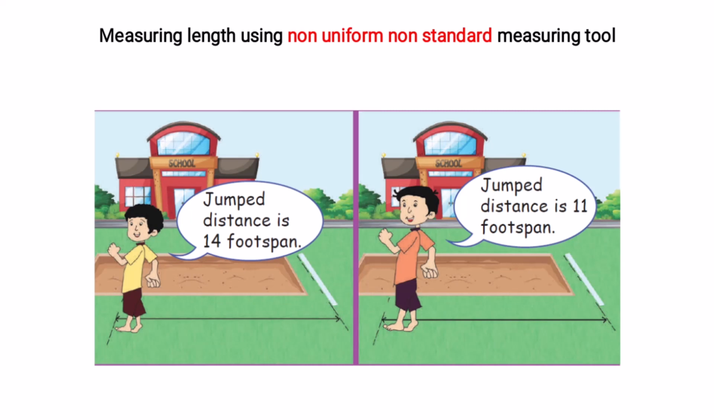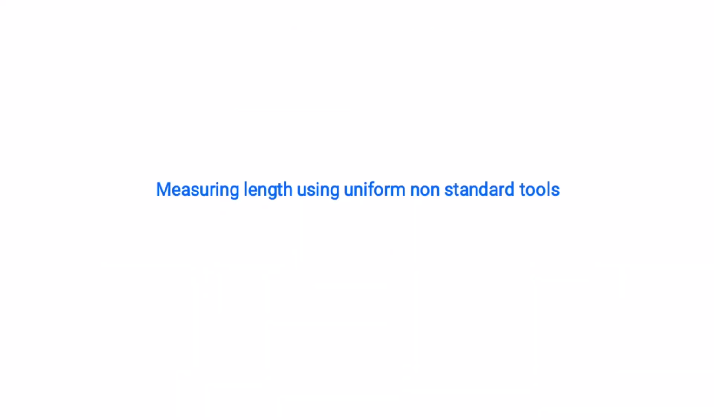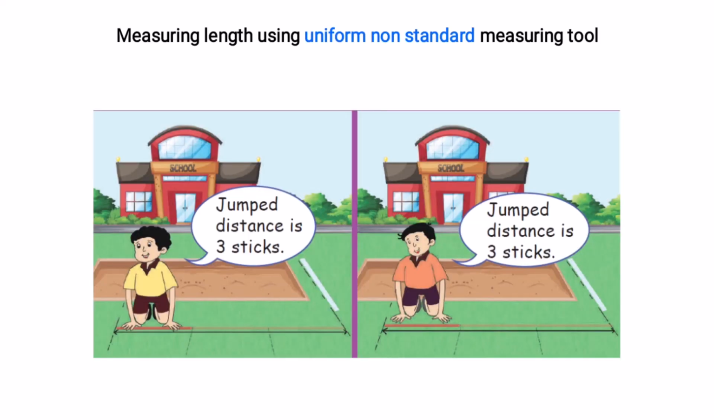Let's move on to another method. Measuring length using uniform, non-standard tools. Uniform, non-standard measuring tools or objects. Objects could be anything like pencil, eraser, sharpener, pen, etc. In previous slide, we have measured the length using non-uniform, non-standard measuring tools. But here, we will measure the length using uniform, non-standard measuring tool, which means we are going to measure the length using an object, a stick.